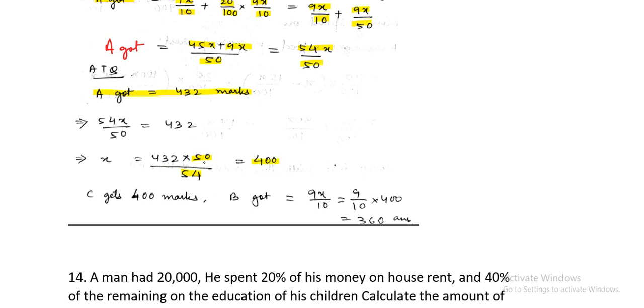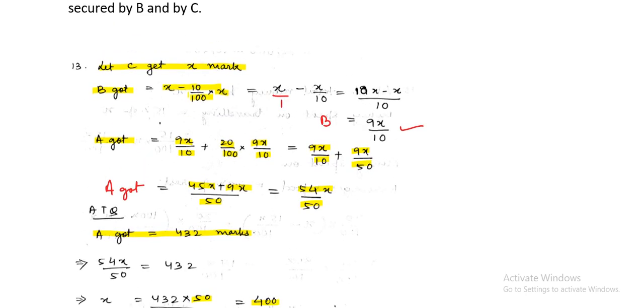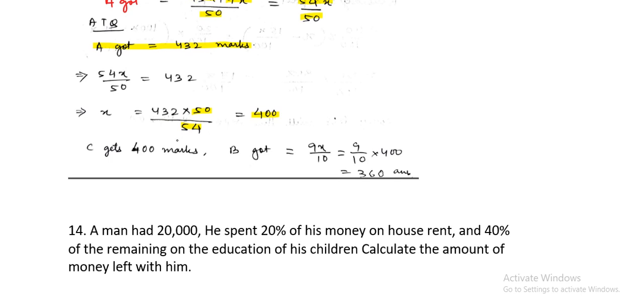So what is this x? X is nothing but, you see, what is x? Let C get x marks. So X is C's marks. So that means C has got how much? 400 marks. So C got 400 marks, and B got how much?